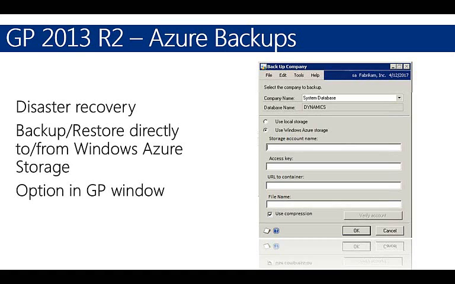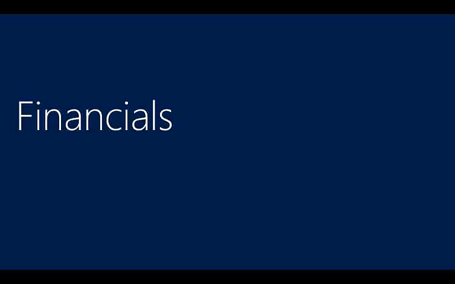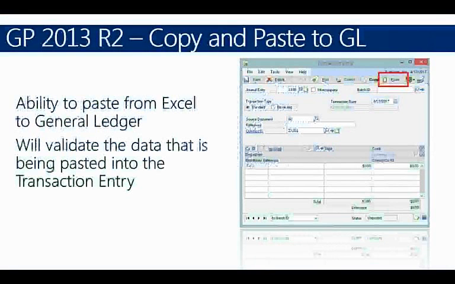So with that, we're going to go back to the slides, and we're going to take a look at additions in R2 to the financials module. I say the financials, but it's going to include accounts receivable and accounts payable as well. Now, the first feature we're going to look at is one I should probably save for the very end, because if there's any particular reason to upgrade to R2, it would be the copy and paste function into the general ledger transaction screen.